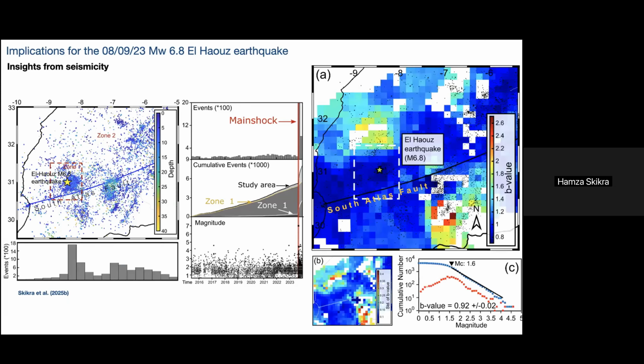These data were used to map the b-value, which is a parameter well established in the literature to be inversely related to differential stress, for the period from 2015 until late 2023. We observed that the epicentral area corresponds to a low b-value of about 0.8, which is below the global average, known to be close to 1. This pattern may suggest a localized stress concentration in this area for the time preceding the El Haouz earthquake.